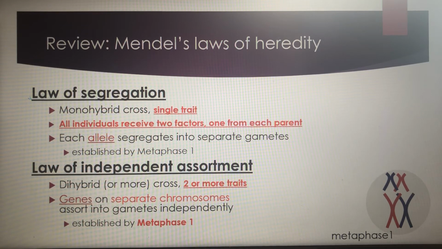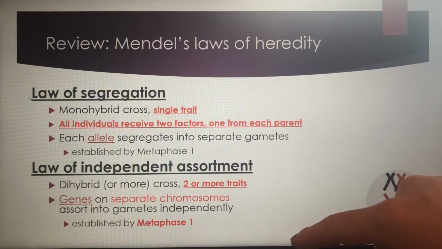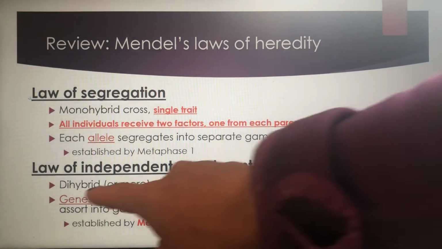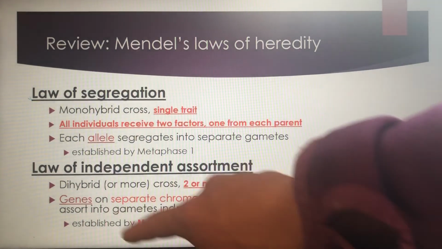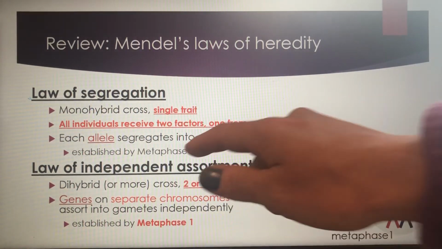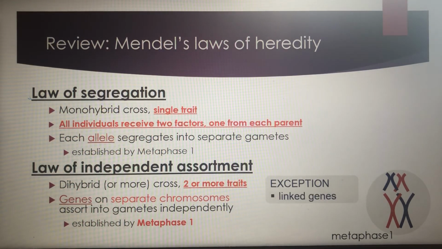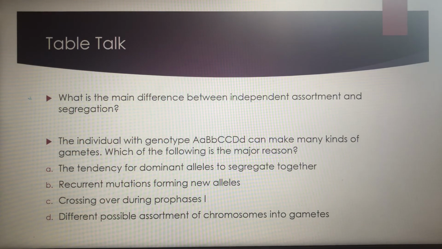Okay? So notice the major differences. This is looking at a single trait. This is looking at 2 or more traits, okay? But one thing they both have in common is that they both occur during metaphase 1. All right, and who's the exception? Linked genes. Okay, and we will talk about a lot of examples.